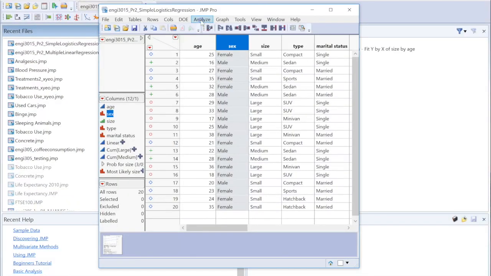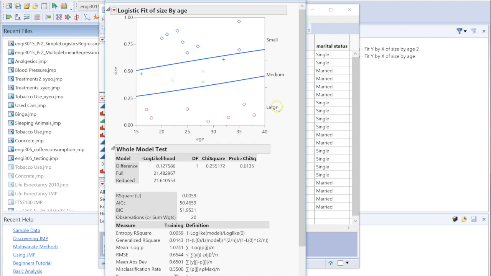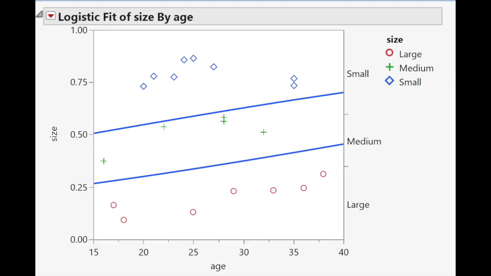Next, we will demonstrate the logistic regression model. Our example will be trying to determine the probability that someone at a certain age will buy a certain sized car. We will go to Fit Y by X, and size will go on the y-axis and age will be on the x-axis. The bottom curve represents the predicted probability that for a given age someone will buy a large car. The second curve represents the probability that someone will buy a large or medium car. The distance between the two curves represents the probability that someone will buy a medium car.